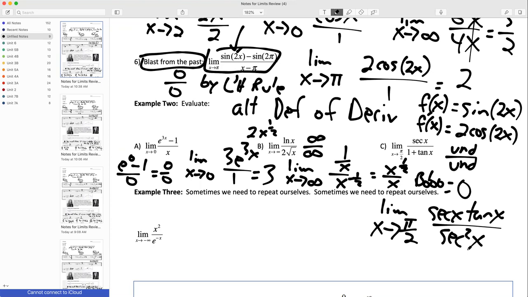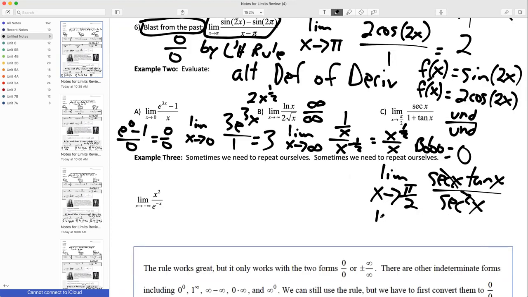Well, can I simplify this? Yeah, you can cross out stuff. So this is the limit as x goes to pi over 2 of tangent of x over secant of x. If I plug in pi over 2, I'm going to get undefined over undefined again. I could do L'Hopital's rule again, but if I did that, I would just get secant squared of x over secant of x tangent of x, and it would just be undefined again.